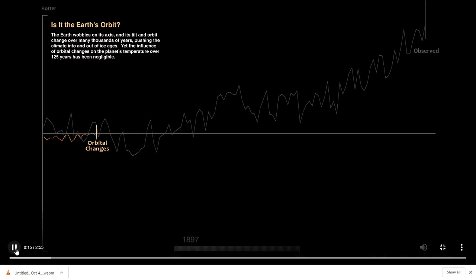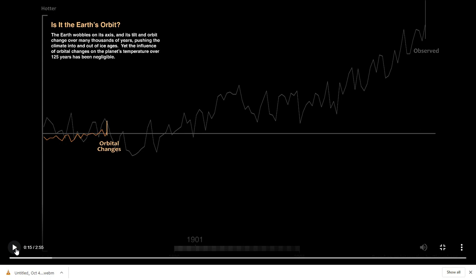So, is it the Earth's orbit? Earth wobbles on its axis. Its tilt and orbit change over many thousands of years. This is the Milankovitch cycle. I did a lengthy video discussing that. Pushing the climate into and out of ice ages. Yet the influence of orbital changes on the planet's temperature over 125 years has been negligible.